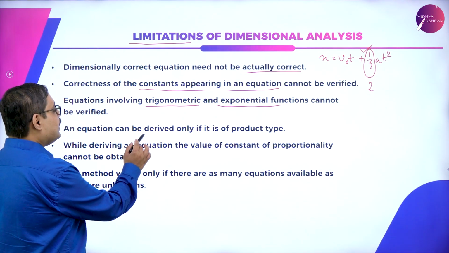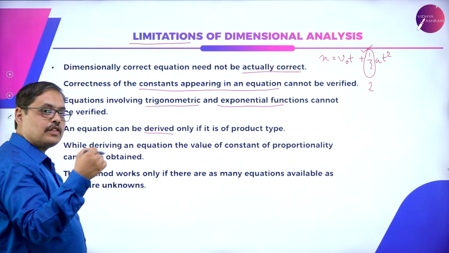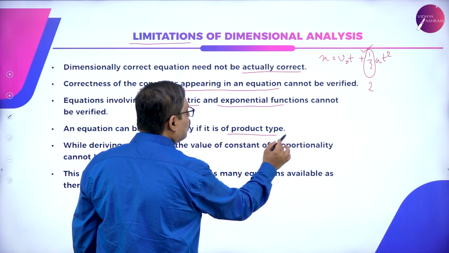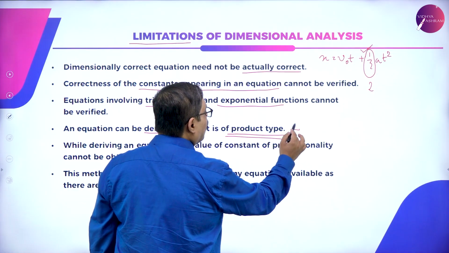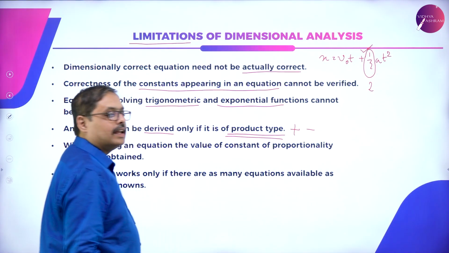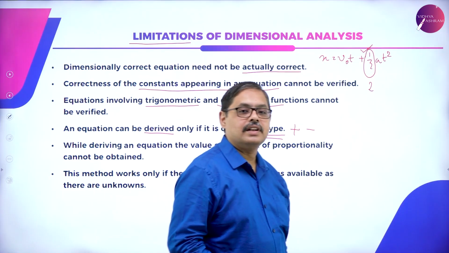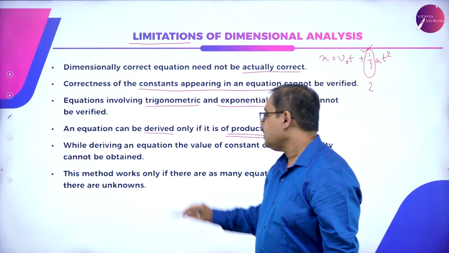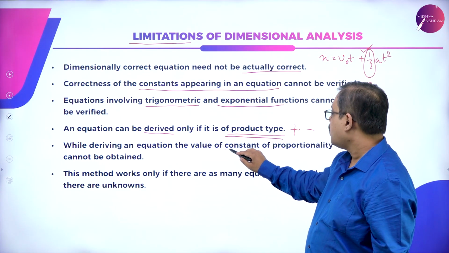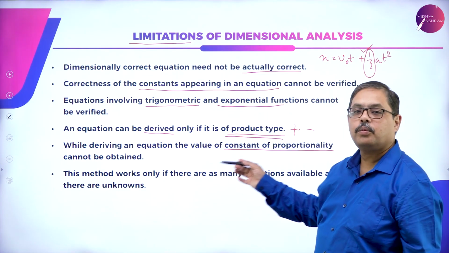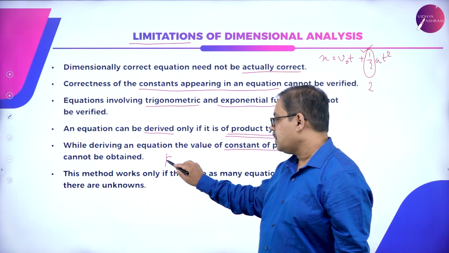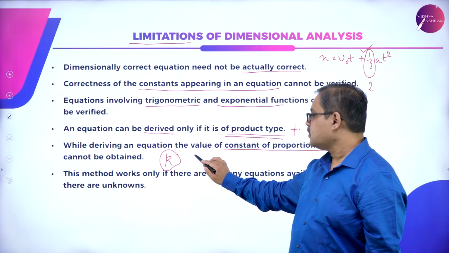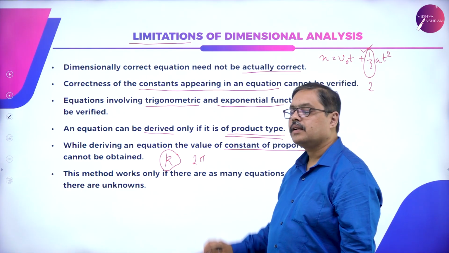An equation can be derived. The derivation of equation, not checking the correctness. The derivation of equations is possible only for product type. If there are operations like plus or minus, then you cannot derive that equation. It is not possible with dimensional analysis. While deriving an equation, value of the constant of proportionality cannot be obtained. In the previous equation, we had imagined that to be K. I don't know what its exact value is. Of course, when you study physics, you will understand that it is 2 pi.